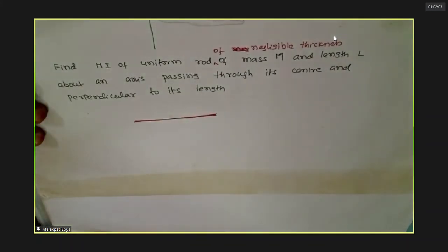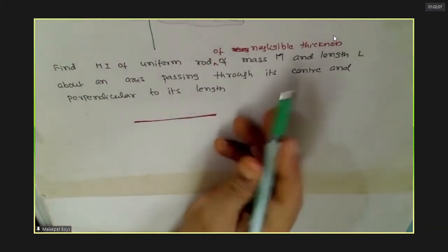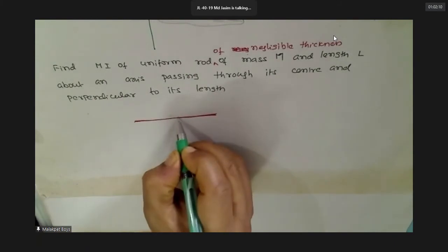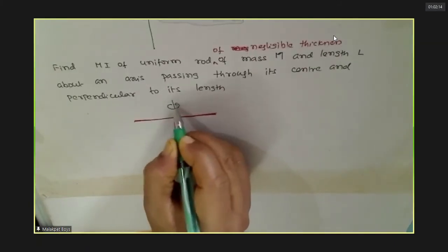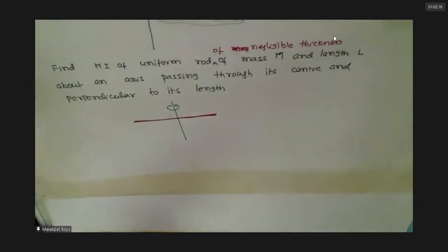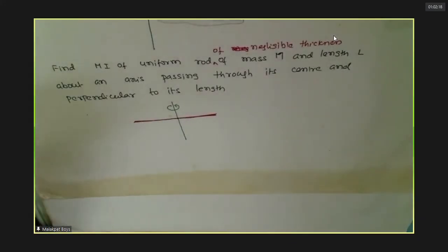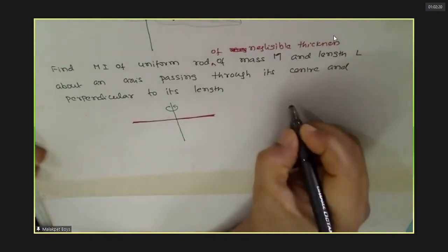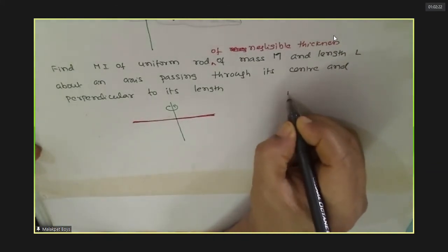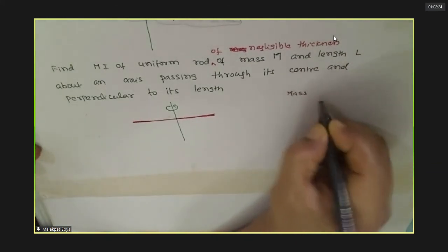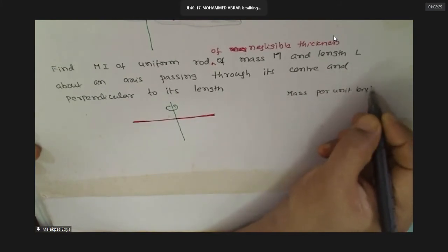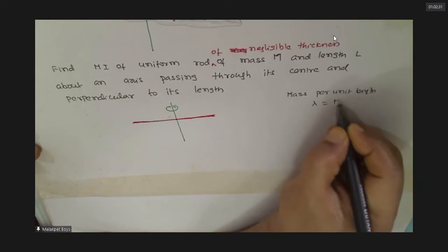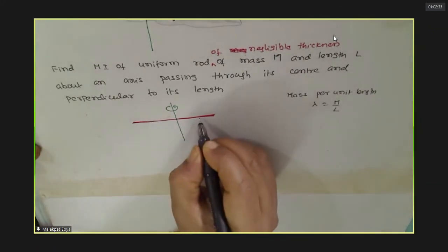What does he say about the axis? Which axis? Perpendicular to length, passing through this. This is the axis. Now you can see, for length, what is lambda, the mass per unit length? M by L.